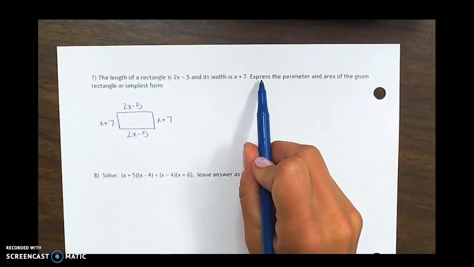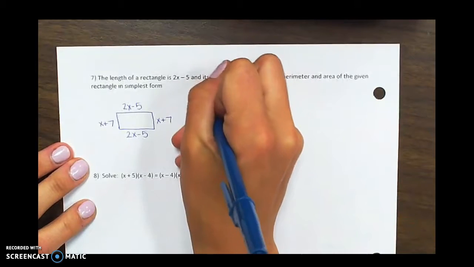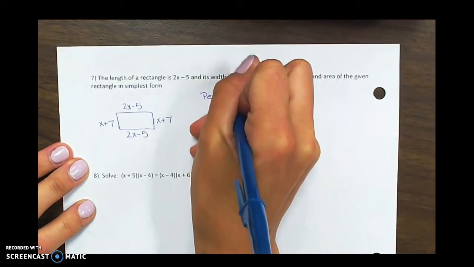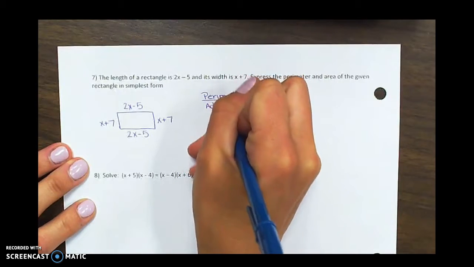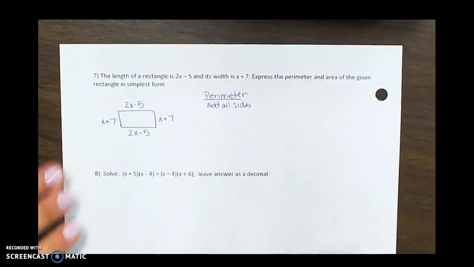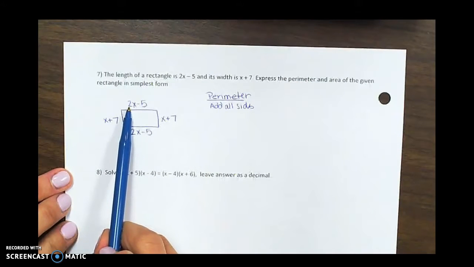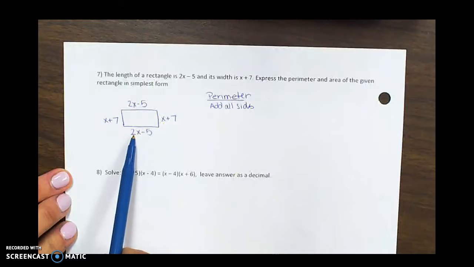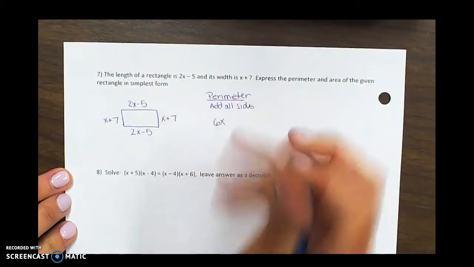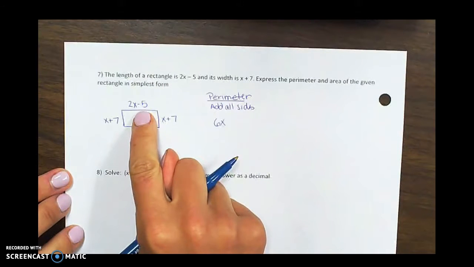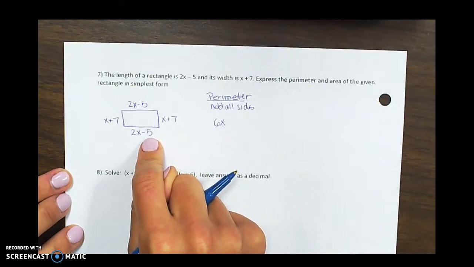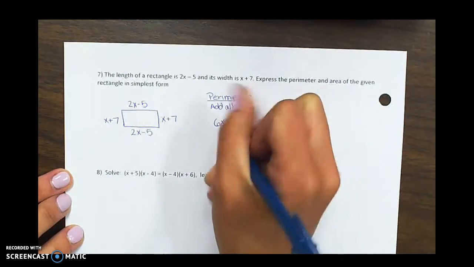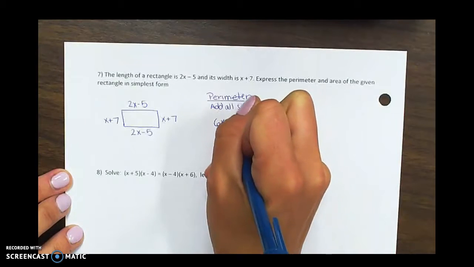Now the first thing it says is express the perimeter. So I'm going to try the perimeter first. And I know that the perimeter is when I'm going to add all the sides. Add all sides. So let's go ahead and add them up. So I'm going to add my x's first. So 2x plus 1 is 3x, plus 2 is 5x, plus 1 is 6x. Now I'm going to add my constants. Negative 5 plus 7 is 2, plus negative 5 is negative 3, plus 7 is 4. And there we have our perimeter.